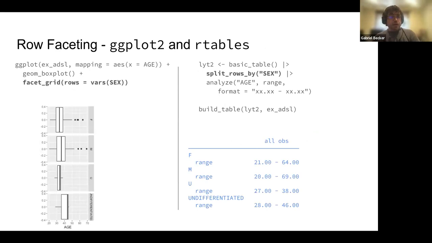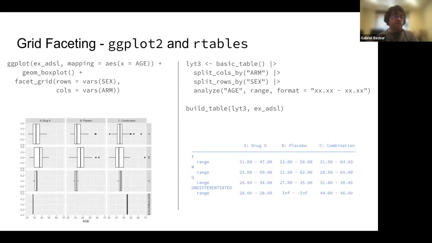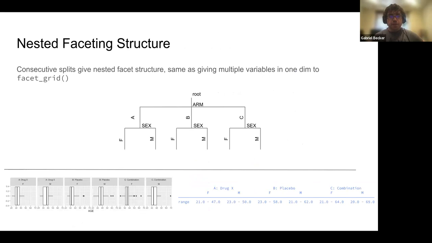For rows, we have, again, facet grid rows, and then we have split rows by, and these are doing the same thing. And then you have grid, which is when you specify both rows and columns. Again, you have a split columns by and a split rows by, and that's equivalent to these columns and rows here. And then I don't have the code for this, but we do have it, I believe, in the supplementary materials. There just wasn't really room.